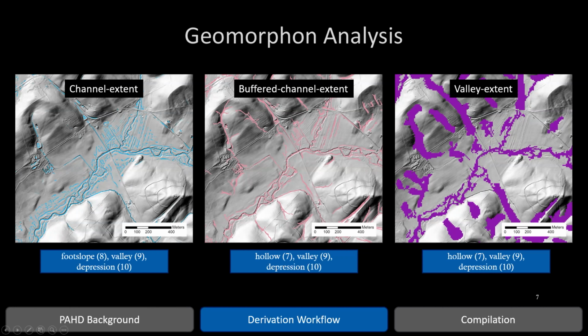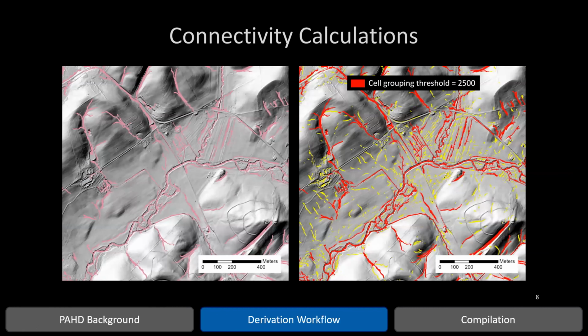If we look at the channel extent geomorphon again, we can see this road feature coming through, and there are a few cells that have been picked up associated with that feature. Ideally, the valley extent is going to winnow those out. So before I use those products against one another, I do perform a few connectivity calculations.